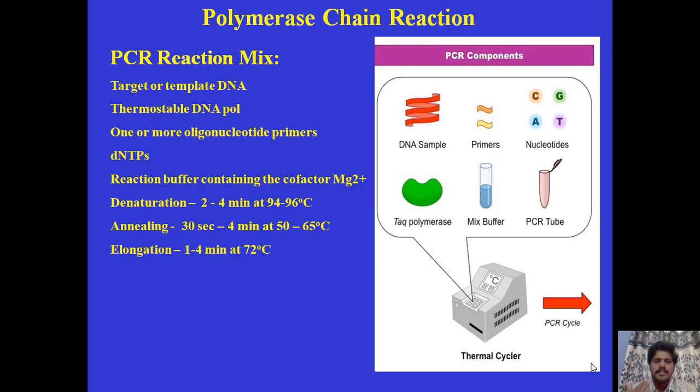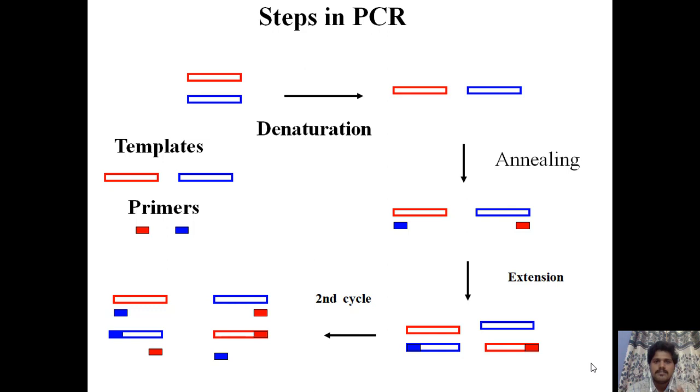where the strands separate. Then annealing, 30 seconds up to 4 minutes at 50 to 65 degrees centigrade, and then elongation, 1 to 4 minutes at 72 degrees centigrade. So first of all, denaturation, separation of the strands into two single strands, then annealing, where primers go and adhere to the complementary parts of the strands, then followed by extension, the next step where complementary DNA synthesis happens.